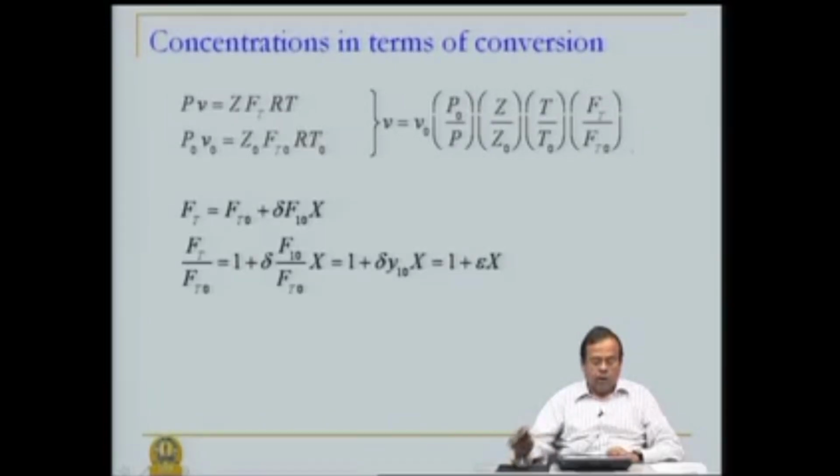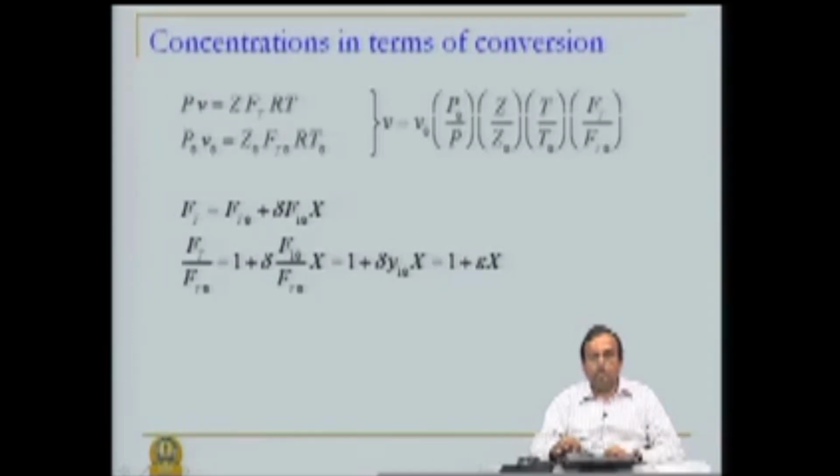Now, pressure and temperature: to know how pressure is changing along the length of the reactor, what do you need? You need a momentum balance. We will come to that a little later on. For knowing how temperature is changing along the reactor, we need an energy balance. What we have currently is only information about how the molar flow rate is changing between the entry and exit, and this is from that stoichiometric table earlier.